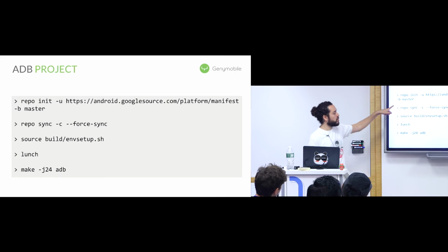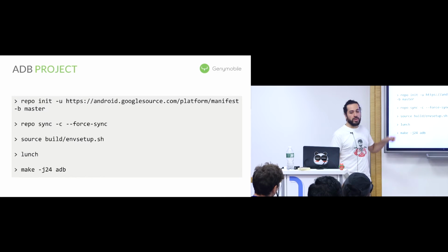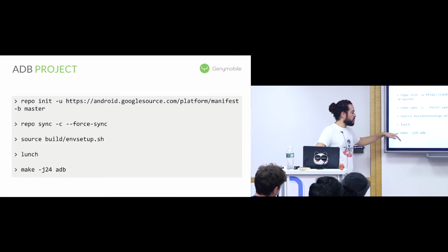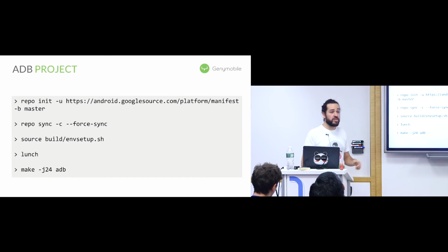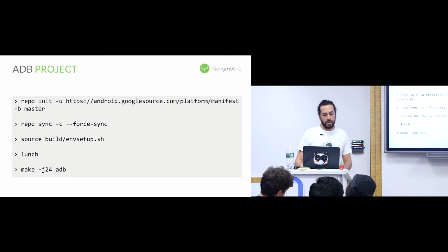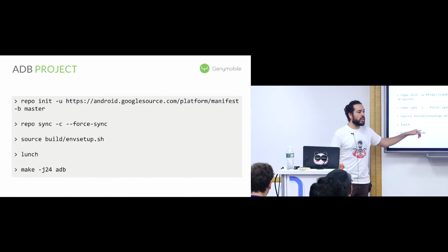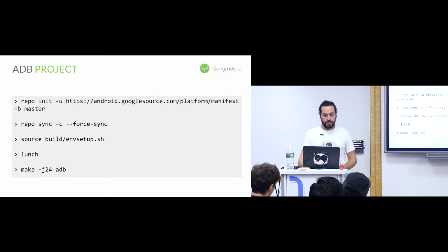To get the source code, you need to be on the master branch. Then you repo sync. Then you have a few setup steps for the environment, and you run make -j24 if you have a good computer, and adb. And this will ask to build the ADB module.